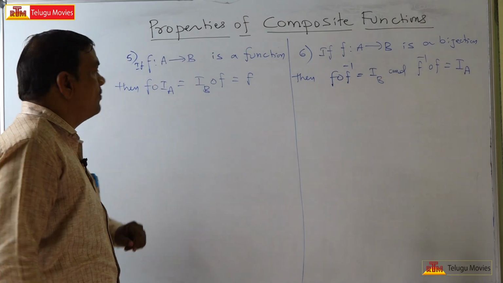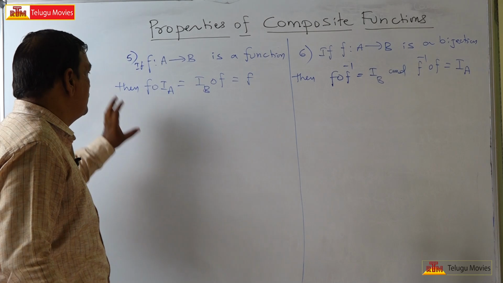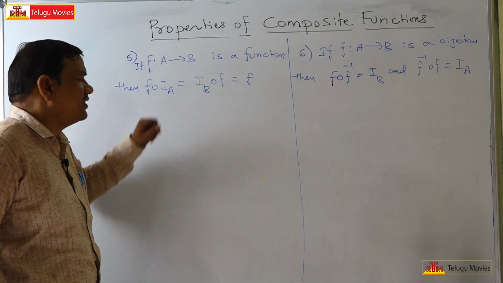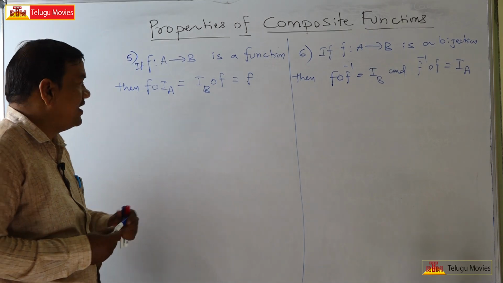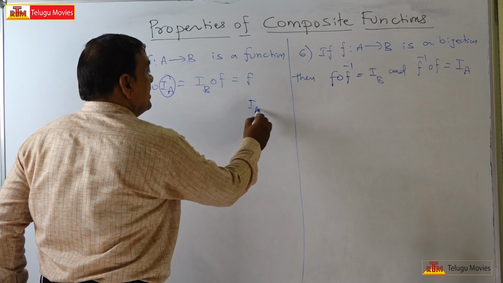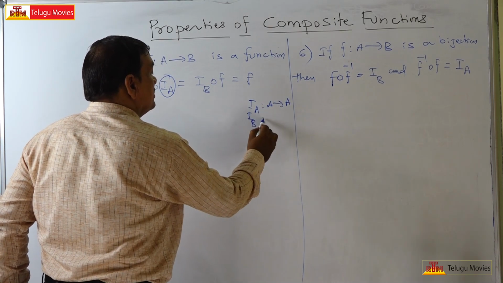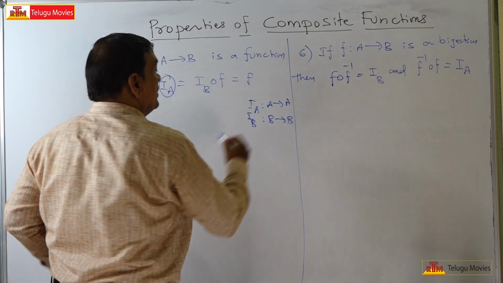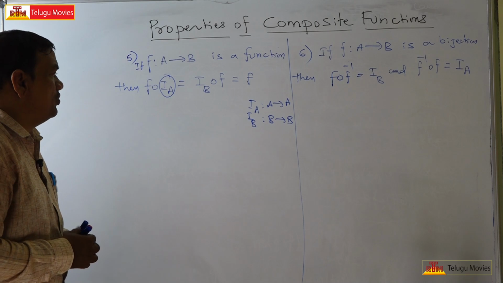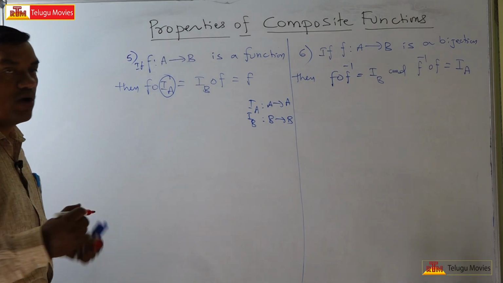Welcome to the fifth property. If F from A to B is a function, then F circle IA is equal to IB circle F is equal to F. What is this IA, IB? Already I told you that IA means the identity function from A to A, and IB means the identity function from B to B. A special notation, that's all. Now let us see how it is possible.